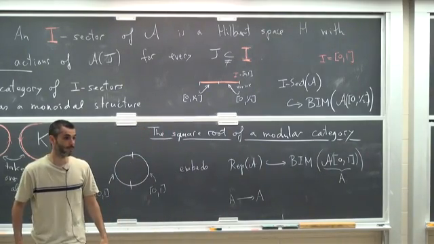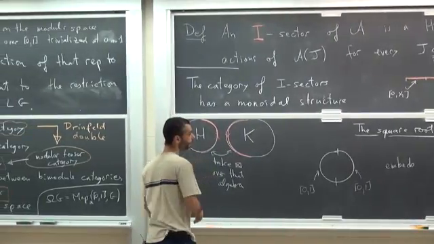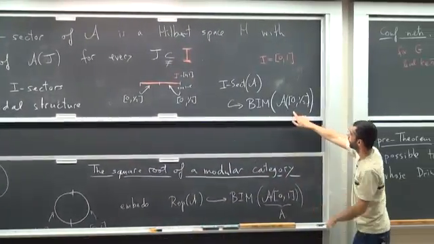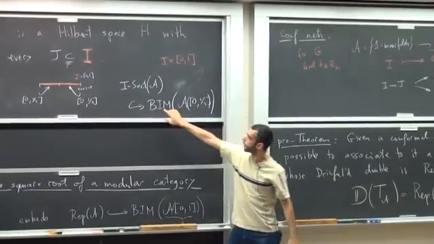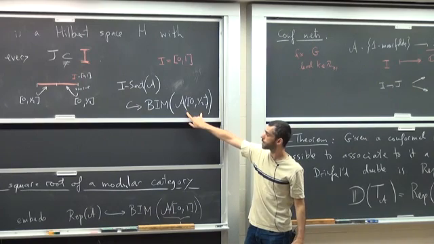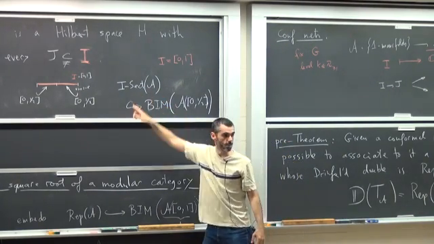What's the identity sector like? The unit object for the monoidal structure? In there, so you can see it here. So I said that an I sector gets embedded in the category of bimodules for this algebra. So it's the identity bimodule with its I sector structure.